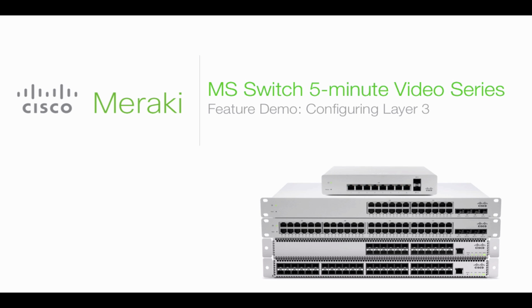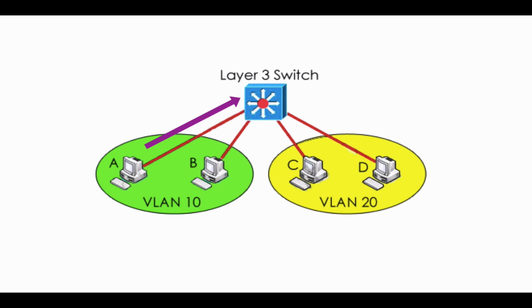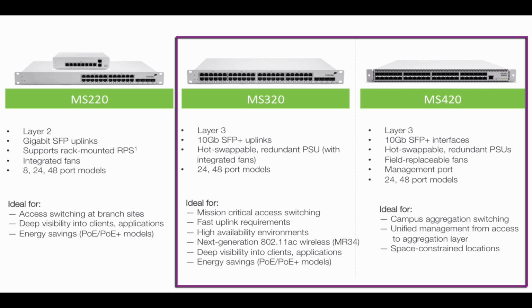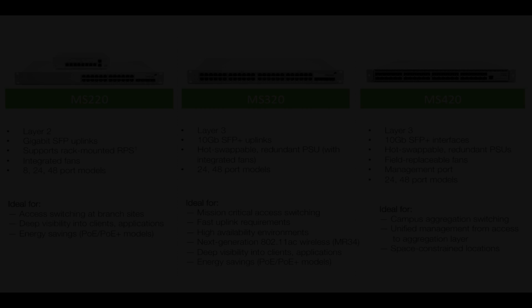This video is going to focus on what it looks like to configure layer 3 on a supported MS series Meraki switch. Layer 3 allows for you to route between subnets on the same physical switch. Currently, all the models in the MS320 and 420 series, as well as the end-of-sale MS42 and 42P, can support layer 3. Why don't we go ahead and set up a couple of routed interfaces so we can see what this looks like in Dashboard.